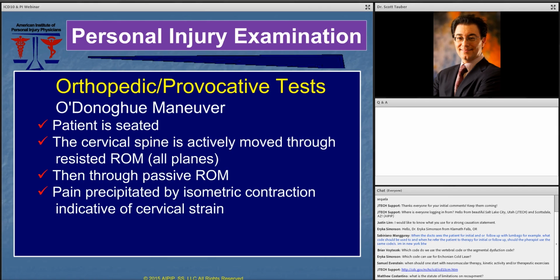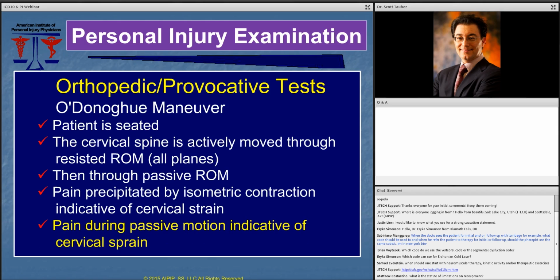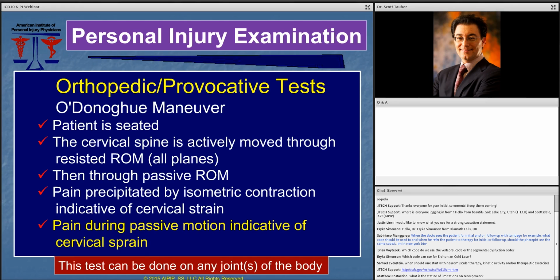Now, the level of documentation also is going to be important. It's one thing to do the test. Now, how do we get it into our records to support whether it's a sprain or strain? And again, this can be done on any joint of the body. So here you go. O'Donoghue maneuver was positive, indicative of a strain of the cervical spine, or positive, indicative of a sprain of the cervical spine.